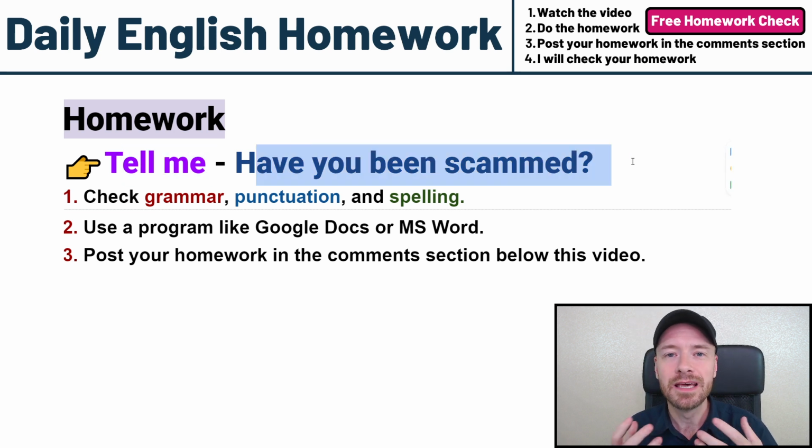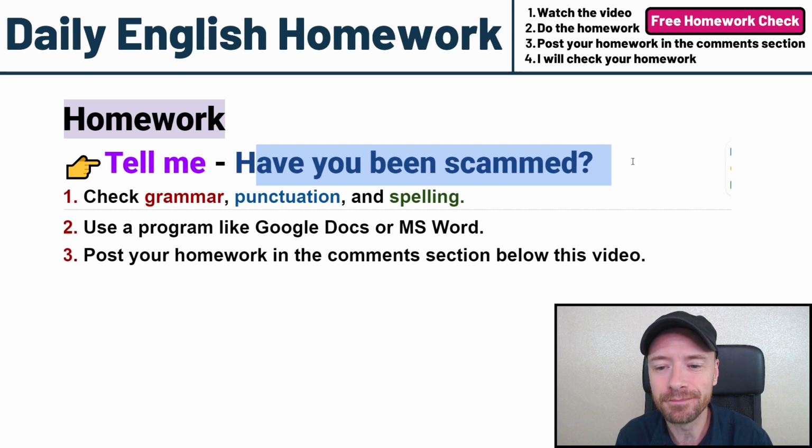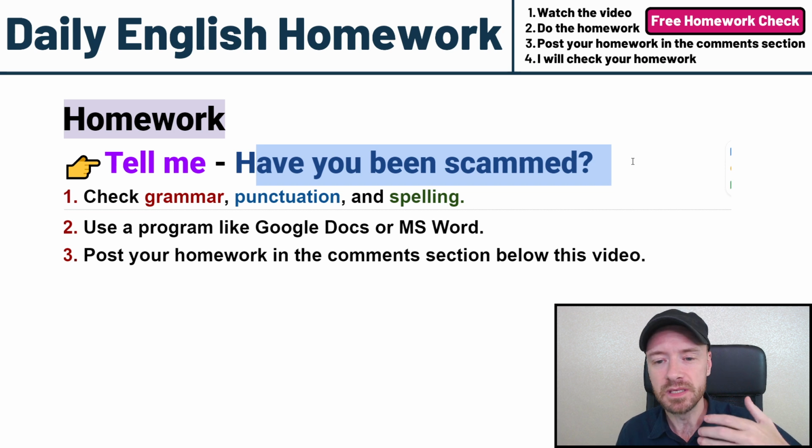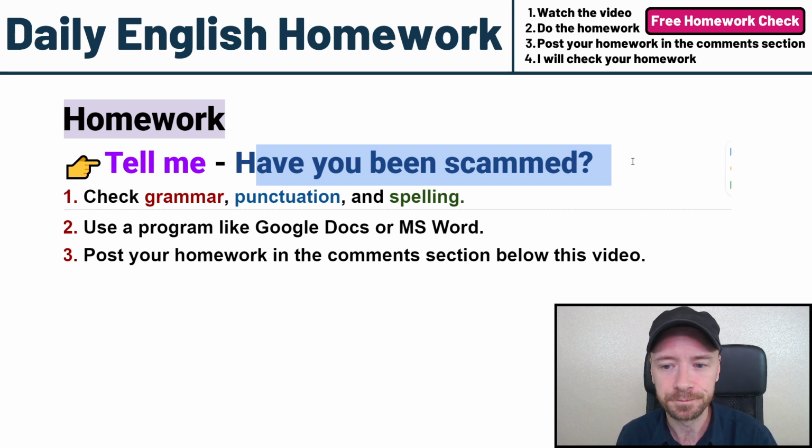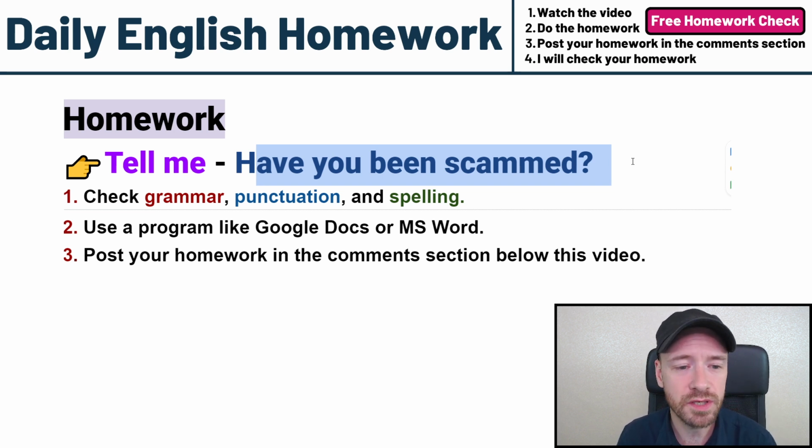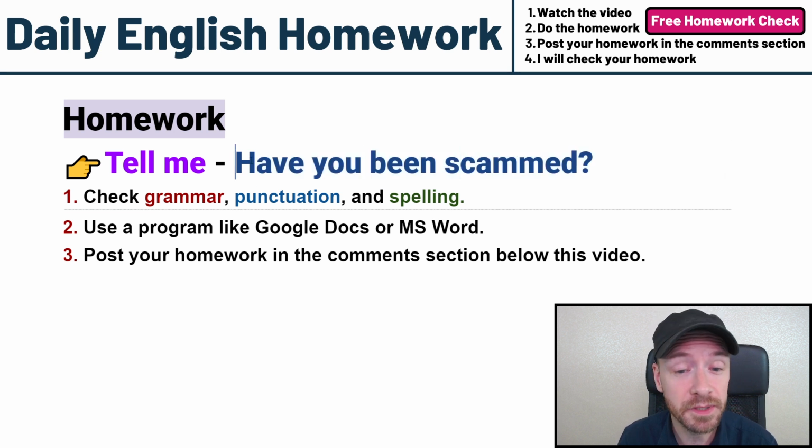Of course, scammed, it can be a noun, which is a scammer, a person who scams. And what does scam mean as a verb? Someone is trying to cheat you out of money. All right, they're trying to get your money, trick you. They are thieves, right? They're trying to trick you, get the money. They are scammers and they scam you. So the question here is, have you been scammed?